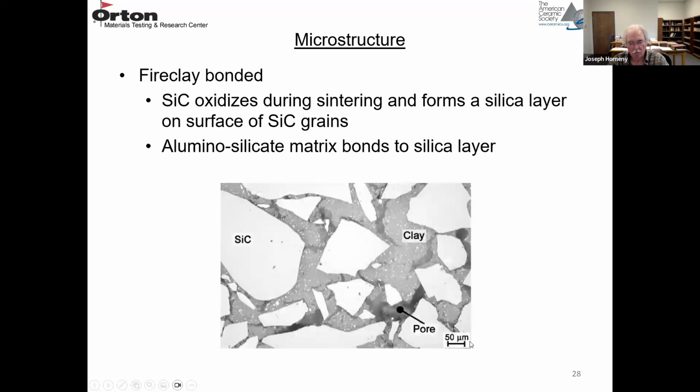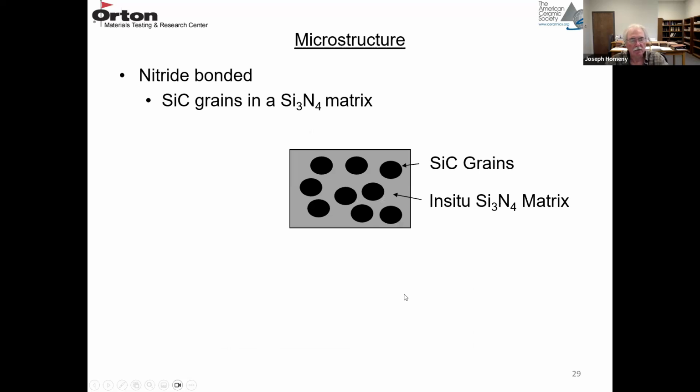This is 50 microns, and this is also 50 microns, but it's a higher magnification. So you can see the silicon carbide grains, the brightest white, angular type pieces. And then you can see your clay matrix. And then these are pores. So the clay is bonding to the silicon carbide and is forming the matrix, holding the refractory together. And again, this clay is an oxidation barrier protecting the silicon carbide.